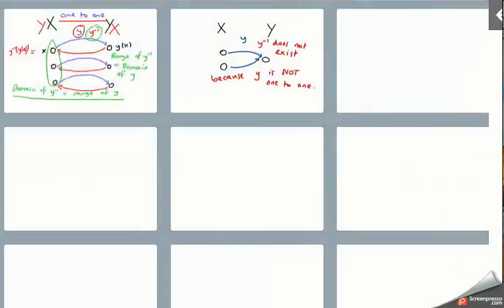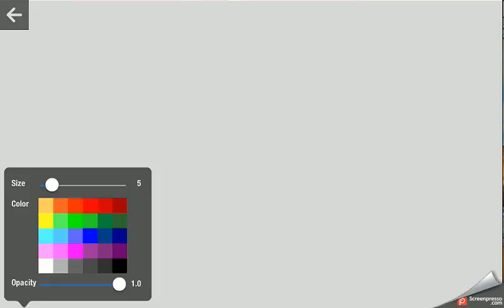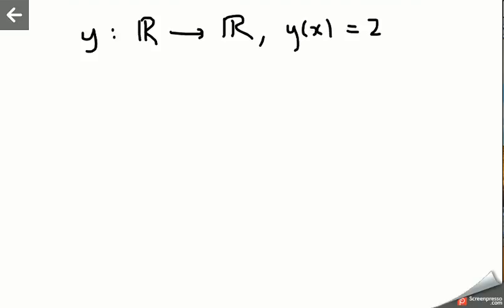All right, let's do a quick example now. Our example will be the following. Let's suppose we have the function y, and it has domain the real numbers, and also range the real numbers, and we have the function defined by y of x equals 2x plus 17. In other words, it takes in a real number, multiplies it by 2, and then adds 17 to it.